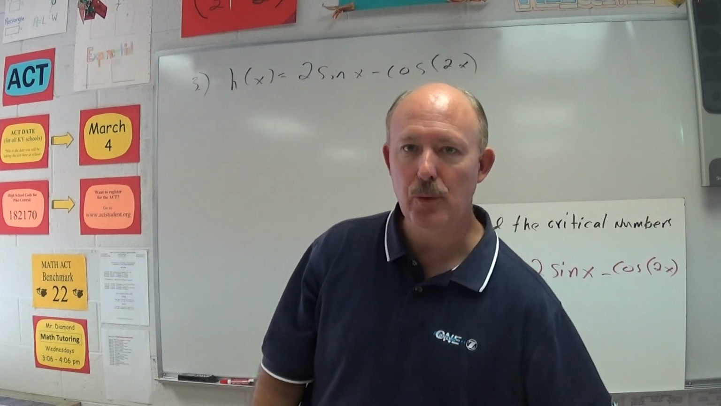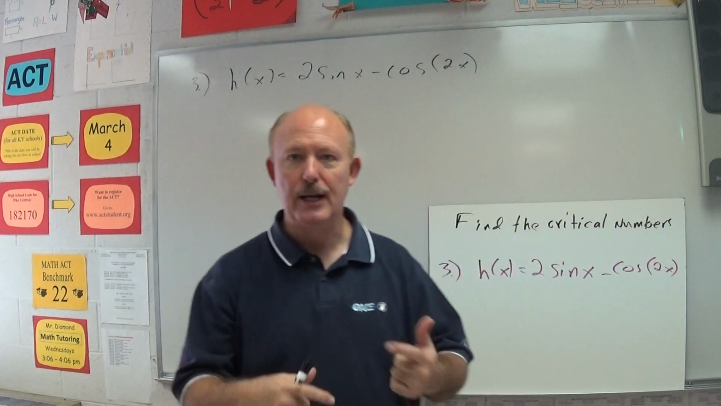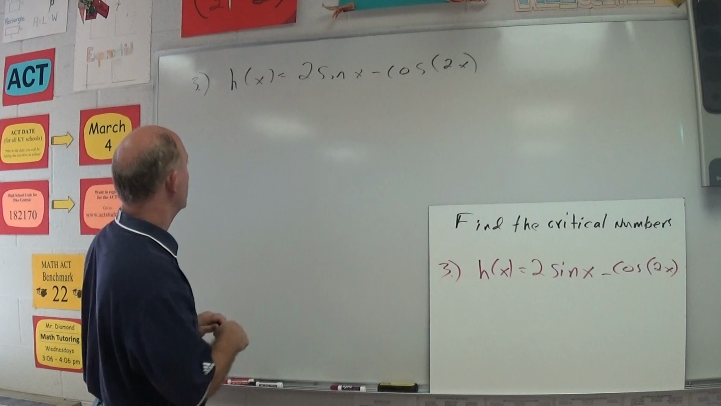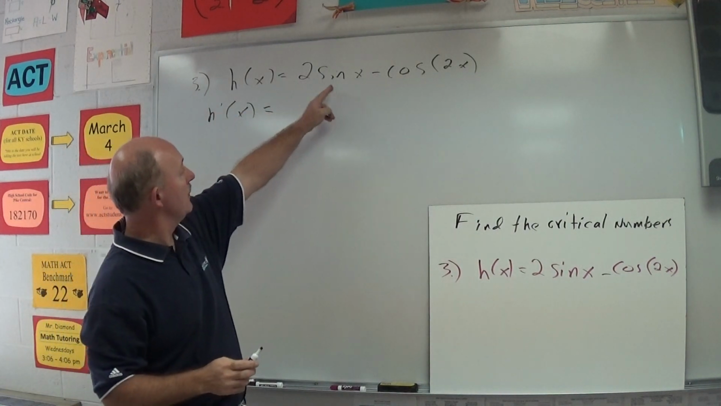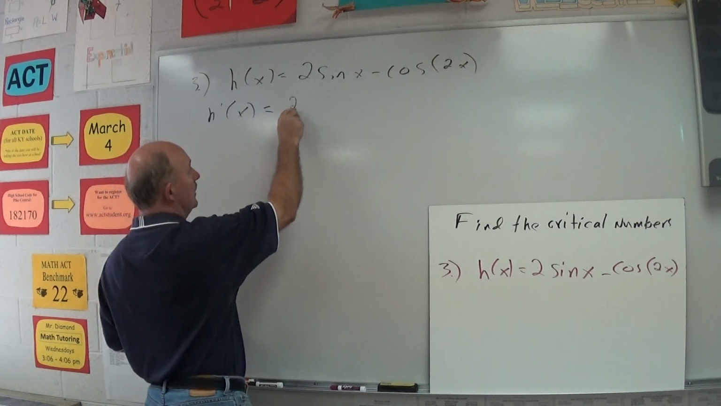Now, to get us started, the first thing we want to do is find our derivative. All right, so let's find our derivative. Now, let's start off by getting the derivative of sine x. The derivative of sine x is cosine, so it would be 2 cosine x.